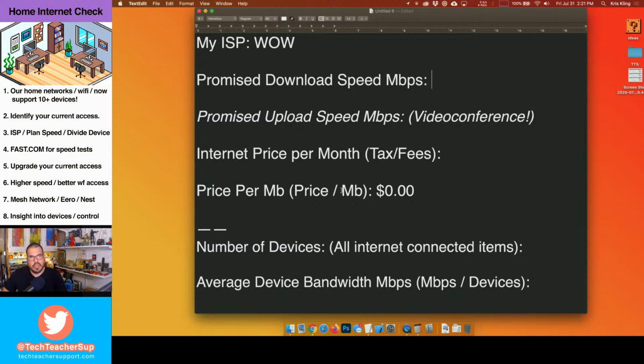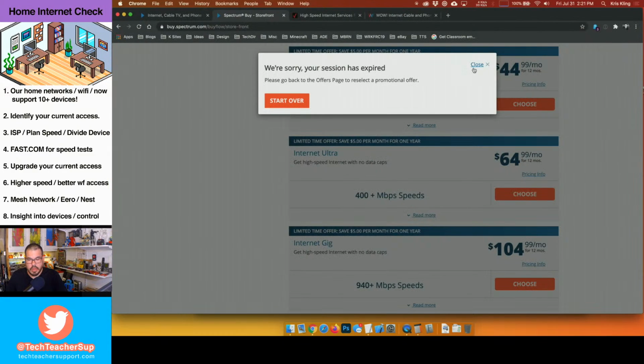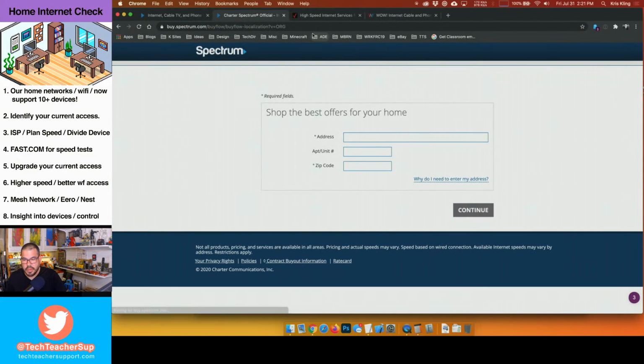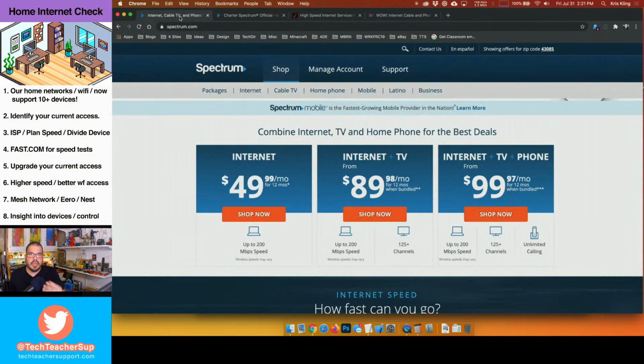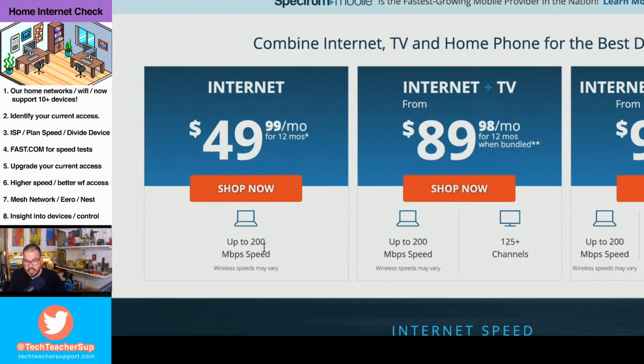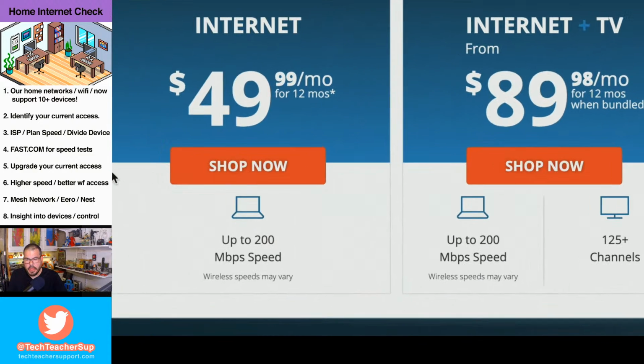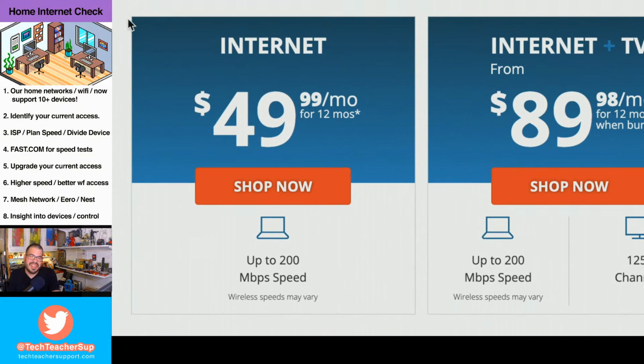Now I'm going to pop over here to the internet and pull up, for example, Spectrum. So this is Spectrum internet, and as you can see, they are charging $49.99 a month for up to 200 megabits of speed. Okay? And so we're going to need to know what that speed is that you're paying for. We're also going to need to know the price here in a little bit.